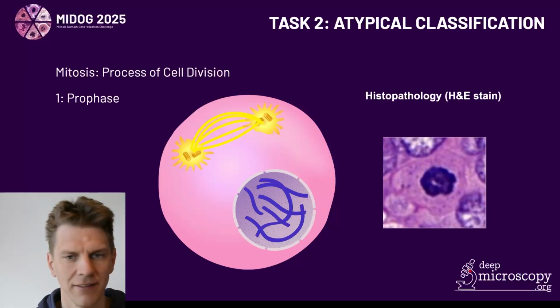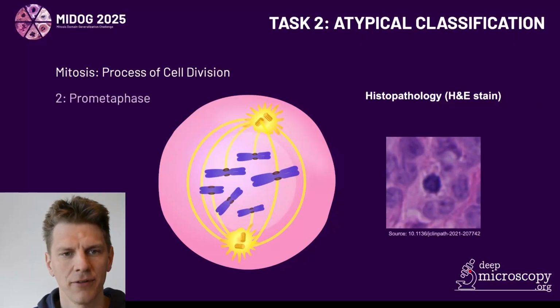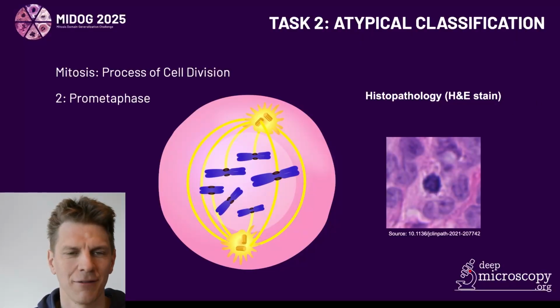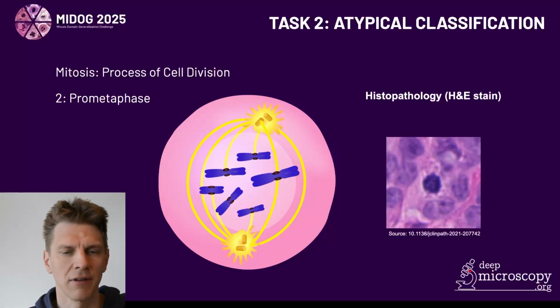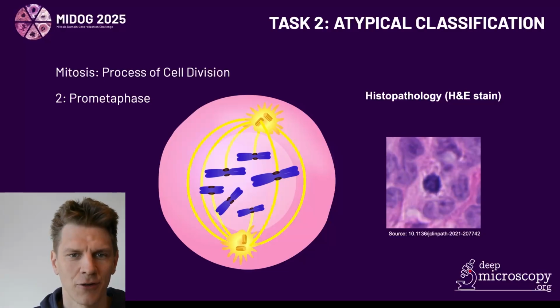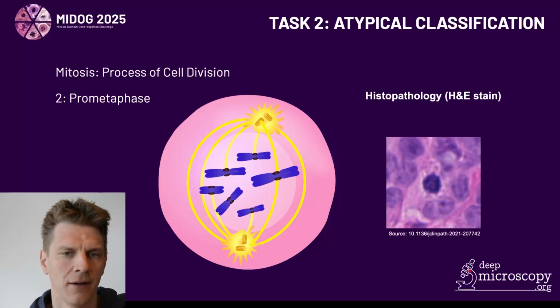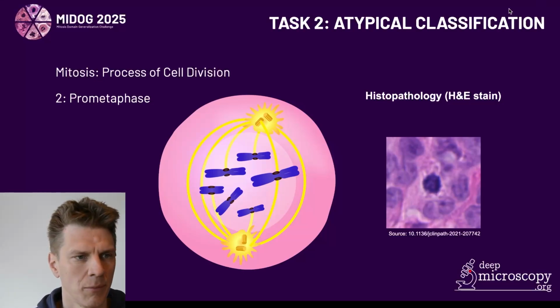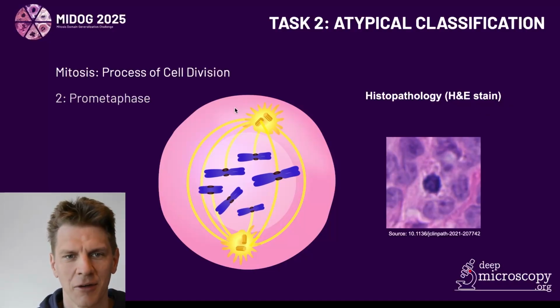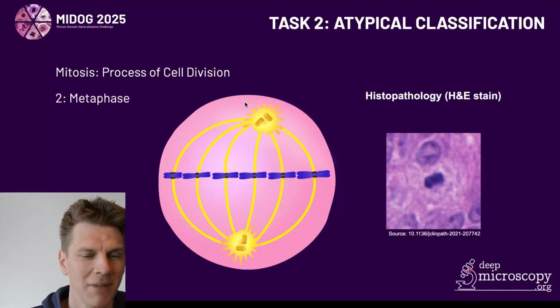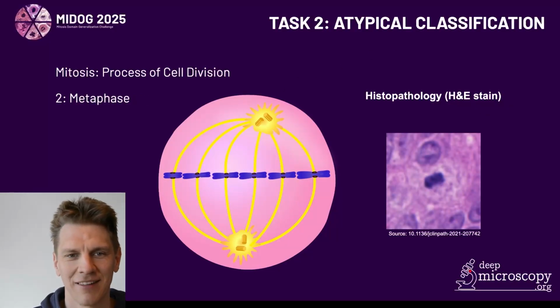Then we go to the next phase of mitosis, which is the prometaphase. In the prometaphase, the nuclear envelope, which is the membrane around the nucleus, breaks down, giving the spindle fibers access to the chromosomes. Now, each chromosome gets connected to spindle fibers via a small connector region called the kinetochore. Right, so that's the prometaphase, the phase preceding the so-called metaphase.